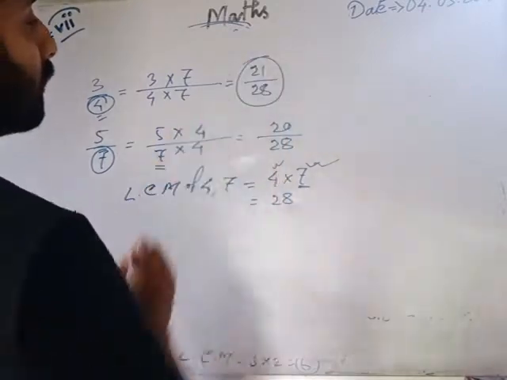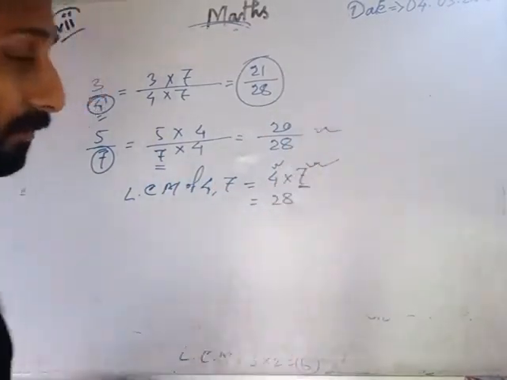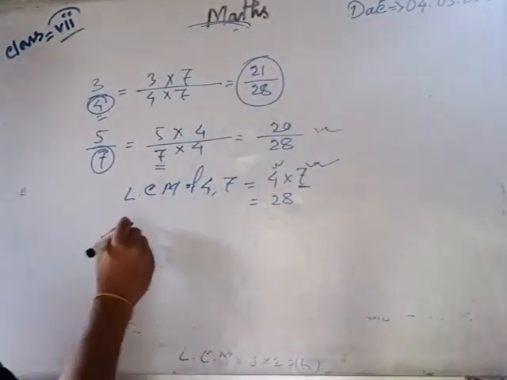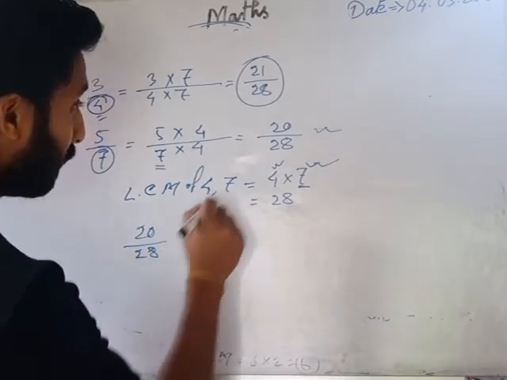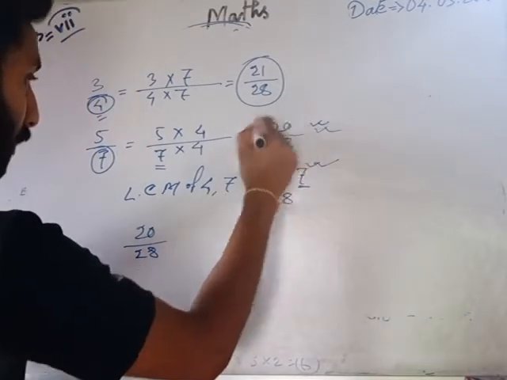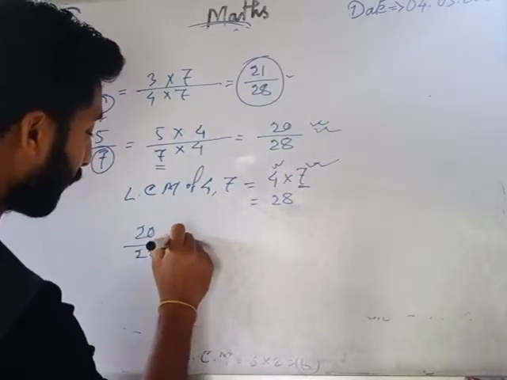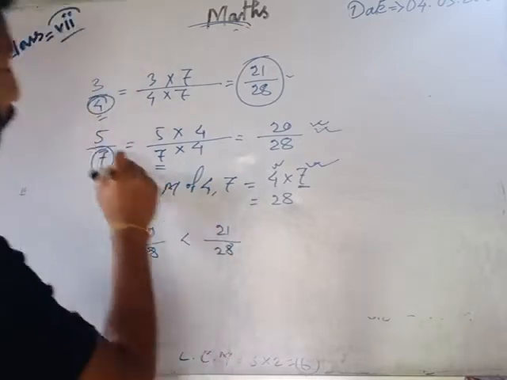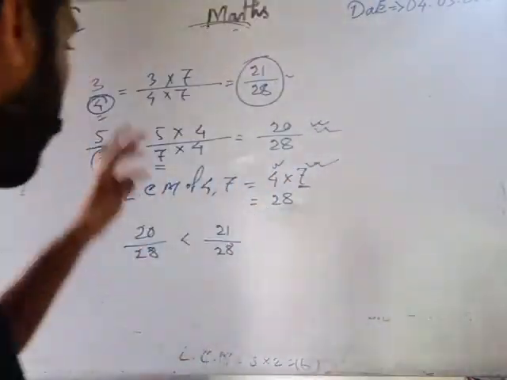So this one is greater than this one. If it is ascending order, that means you should write the smallest number at first. So the smallest fraction, the smaller fraction, we should write here at first. After that we should write this number. If there are many fractions, 3 or 4 fractions, we should do it the same way.